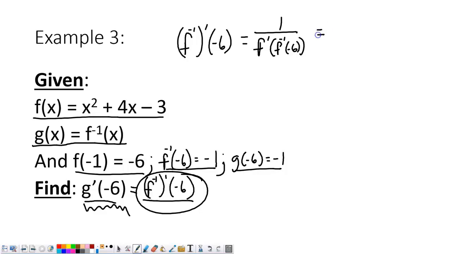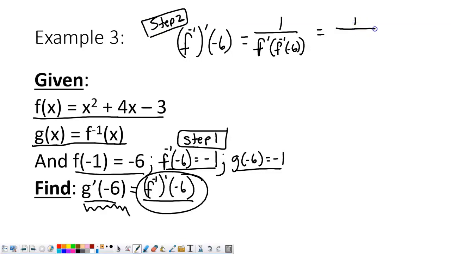Now, so here's my advice to you guys on these. Step 1, I would do what I've done here. I would just rewrite everything with f inverse. Step 2, I would write out your formula. And then step 3 is to start simplifying it.